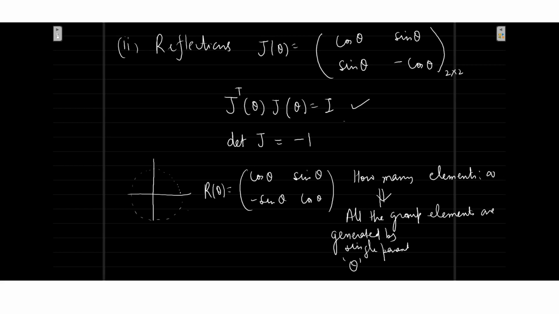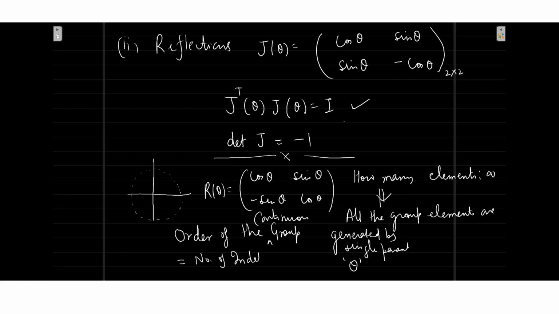And in the case of continuous groups, the order of the group is still defined. Earlier, the order of the group was exactly the number of elements, but the order of a continuous group, which is represented by a rotation, or by a reflection, is nothing but the number of independent parameters required to generate the group. In this case, it is just one. So we will call the order of the continuous group of rotations nothing but 1. The order of the continuous group of reflections is also 1.